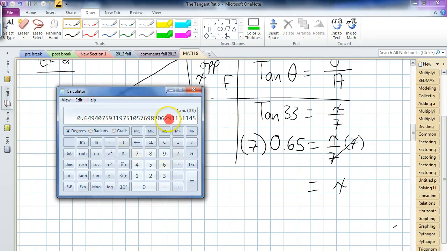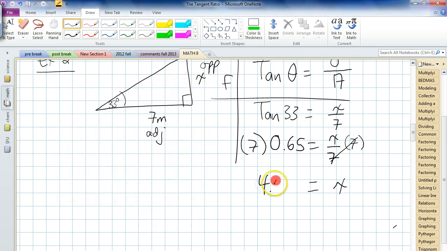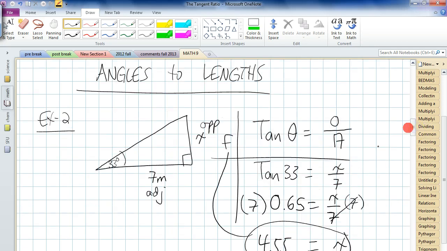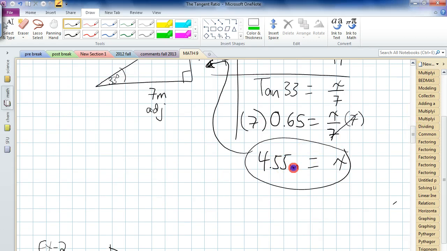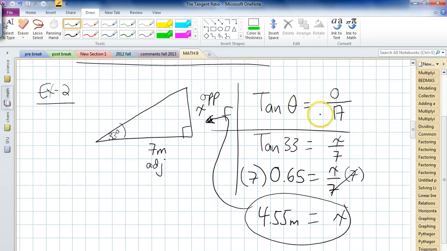So that number, 0.65, roughly, times 7, gives us, let's go to 2 decimal places, 4.55. So according to this, that side length there is 4.55 meters. And it's true. So there, the tangent sort of helped you figure out an unknown length.